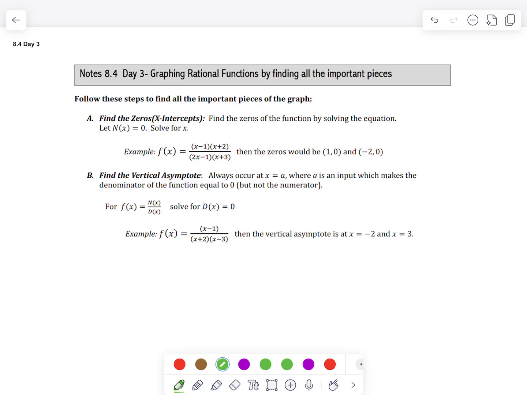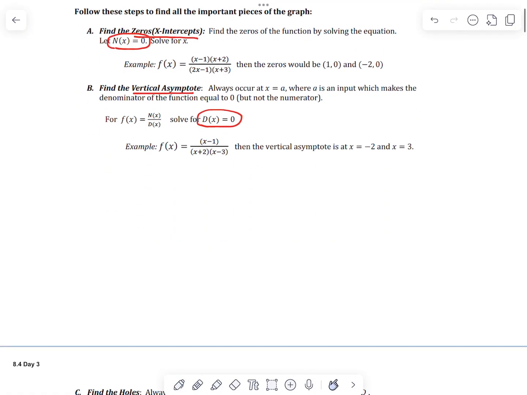All right, this is a continuation of graphing rational functions. We're going to find all the important pieces. In a previous lesson, we found the zeros or x-intercepts of a rational function by setting the numerator equal to 0 and solving for x. We also found vertical asymptotes by setting the denominator equal to 0 and solving for x.